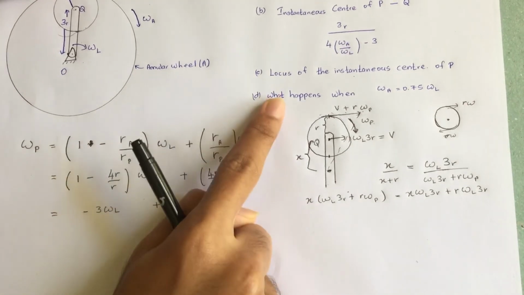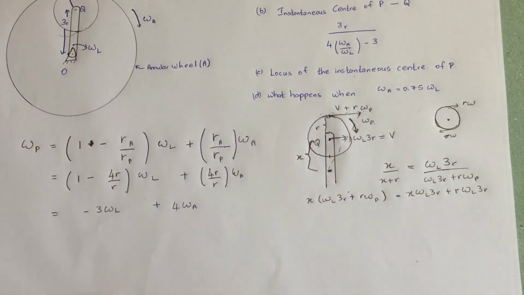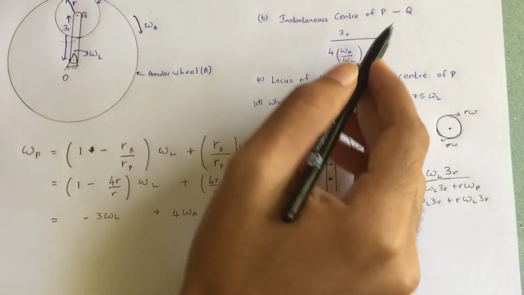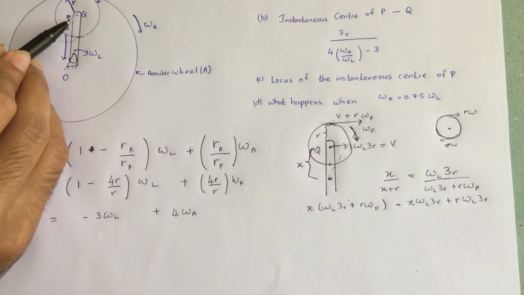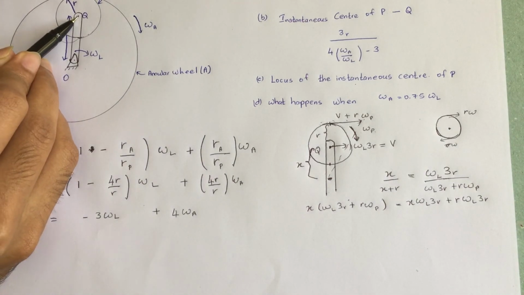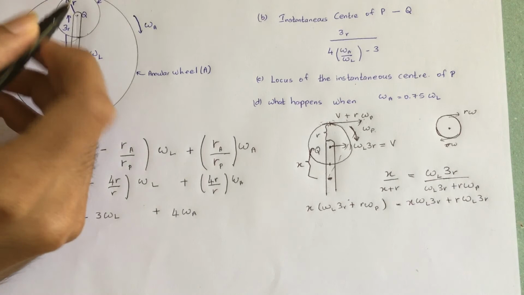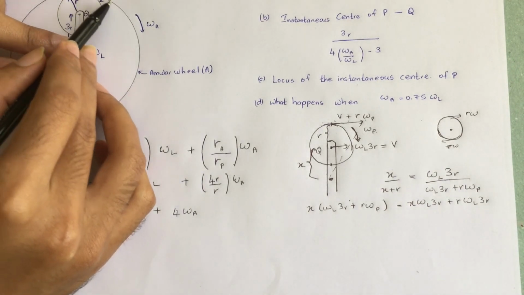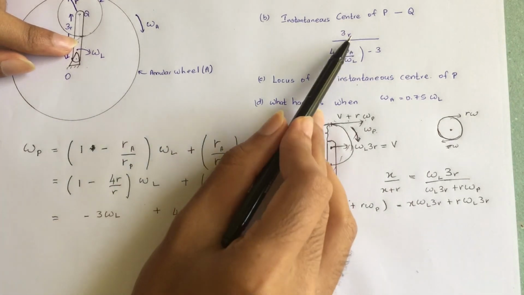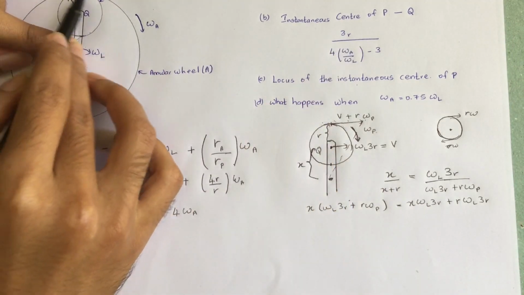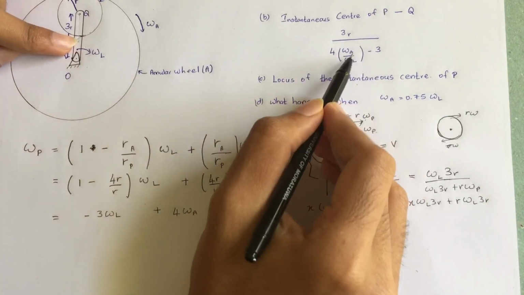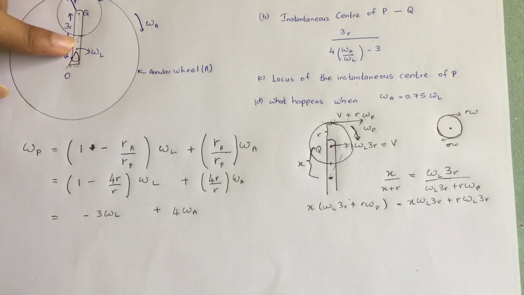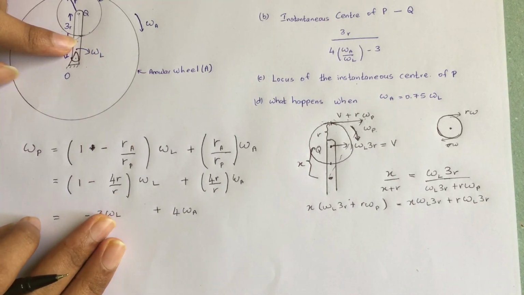The next part is they are asking about the locus of the instantaneous center of P. So here we have found that the instantaneous center of this P is going to be from this Q point to here, let's say it's in this point. So what's going to happen over here? When it's rotating, we already knew R is not going to change, as the radius is not going to change, and omega is not going to change, and omega L also we are not changing, as we can assume they are constant angular velocities.